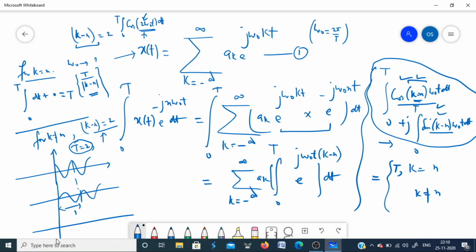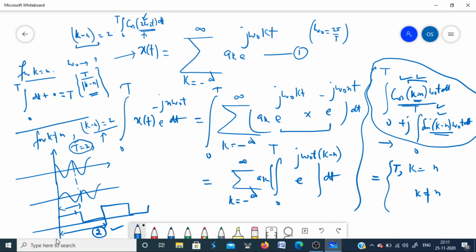The original signal can be any function. It may be a square wave like this. This is the time period 2, so the original signal is repeating with the time period of 2. But if I have taken k minus n equal to 2, so that can be k is 3 and n is 1, or k is 4 and n is 2, where k minus n is 2. It means in this integration, the cos and sine functions will have half the time period. So this is the situation.